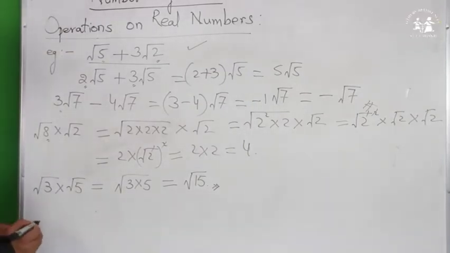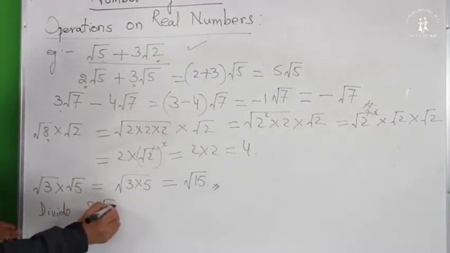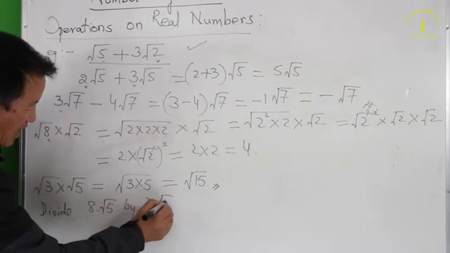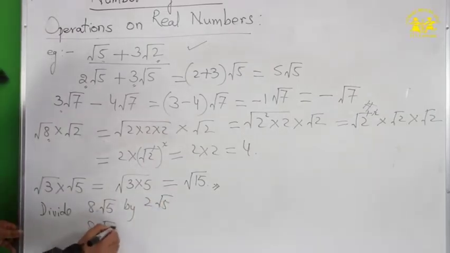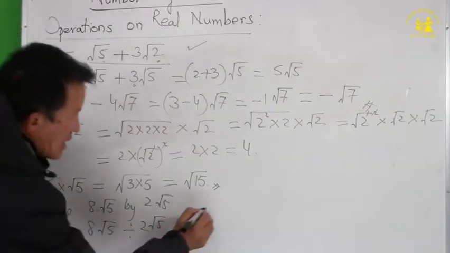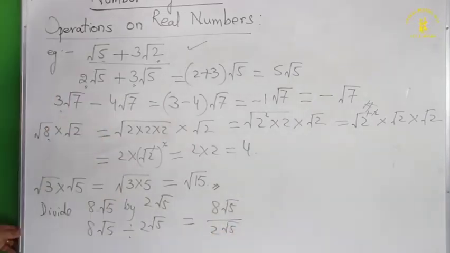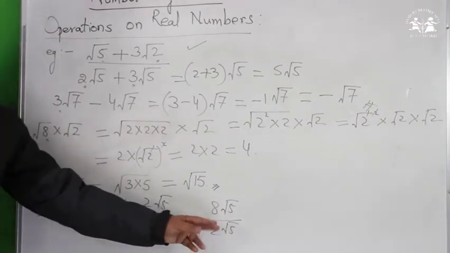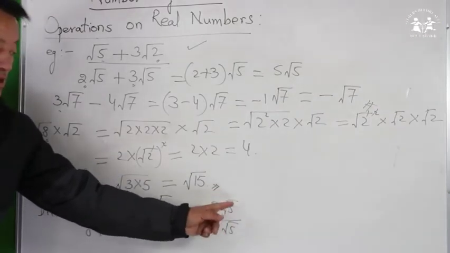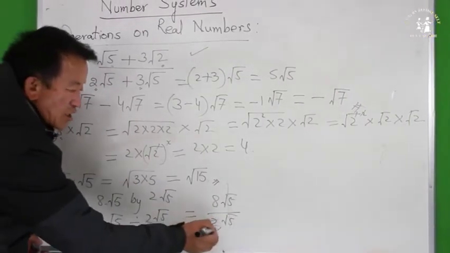Now division. Divide 8 square root of 5 by 2 square root of 5, that is, 8 square root of 5 upon 2 square root of 5. The radical 5 cancels, and we divide the rational numbers: 8 divided by 2 is 4.